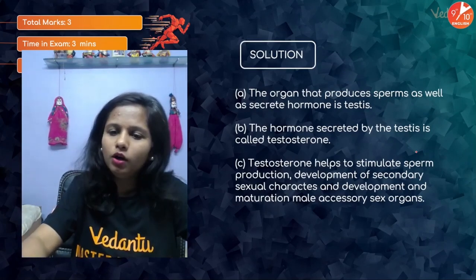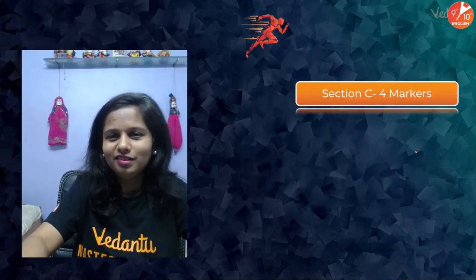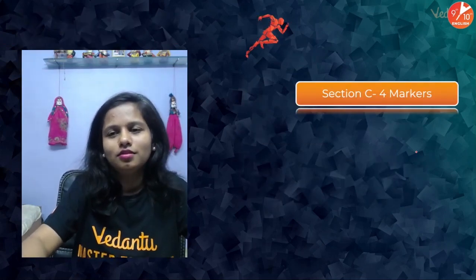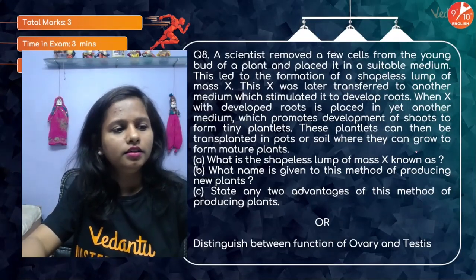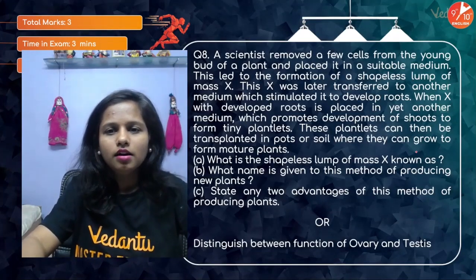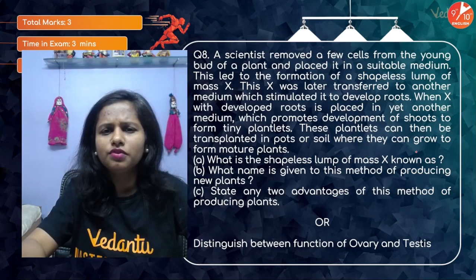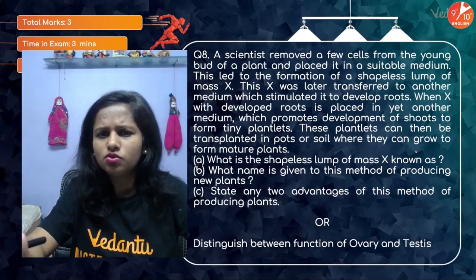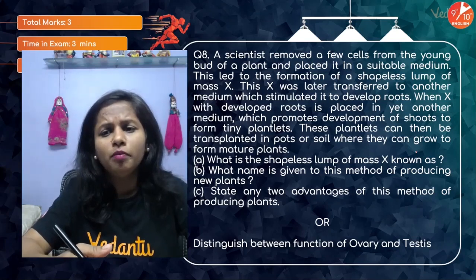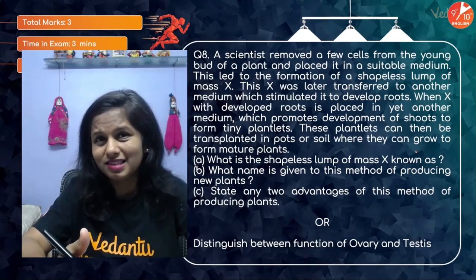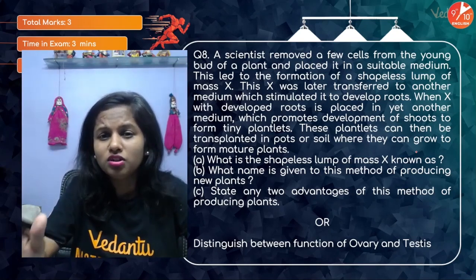Okay? Then Section C, the last section, 4 marker. Here the question is: a scientist removed a few cells from the young bud of a plant and placed them in a suitable medium. This medium is a nutrient medium. This led to the formation of a shapeless lump of mass X. This mass X is, of course, callus.